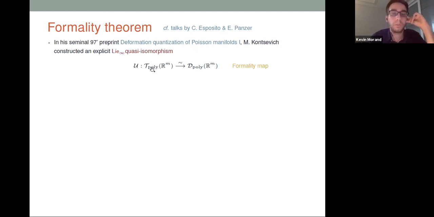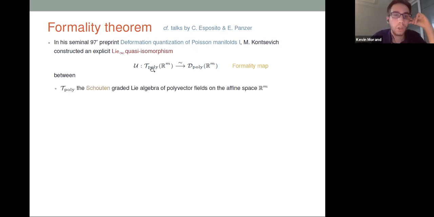On the one hand, we have T-poly, in the terminology of Kontsevich, which stands for the Schouten graded algebra of polyvector fields. If we follow the philosophy of Pierre Deligne, deformation problems are controlled by differential graded algebras, or Lie infinity algebras in the most generic case. In this case, the Schouten graded algebra controls the deformation of Poisson bivectors. Here I wrote the local formula, that is, the manifold is taken to be R^m. So this is the local version.